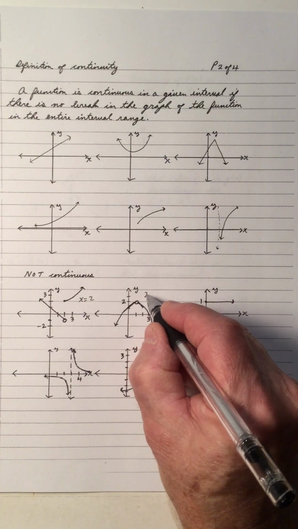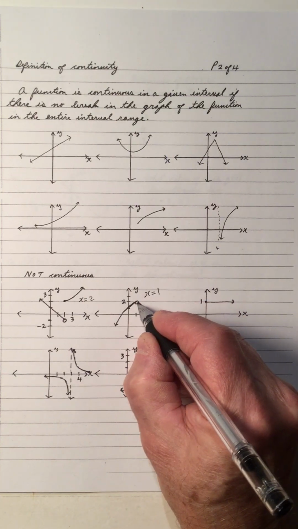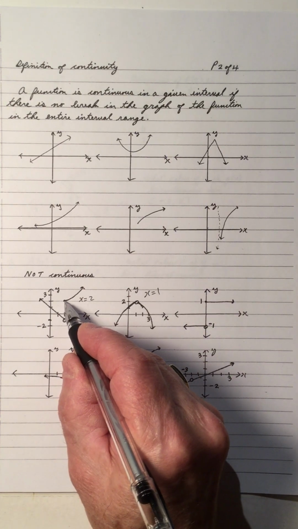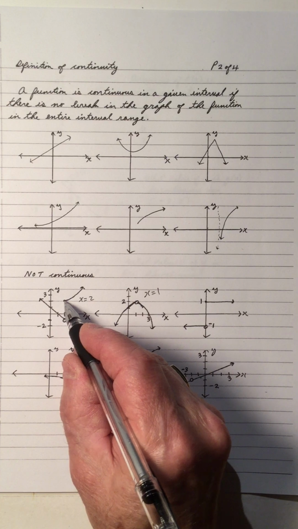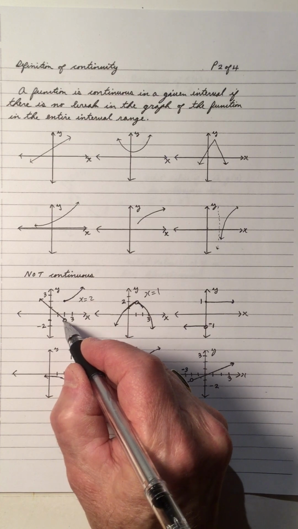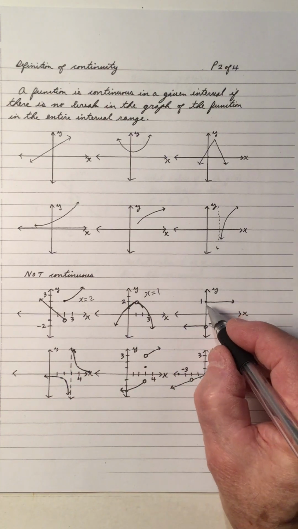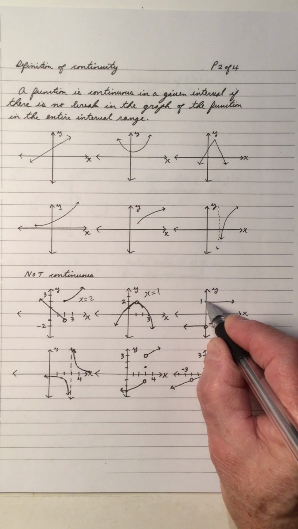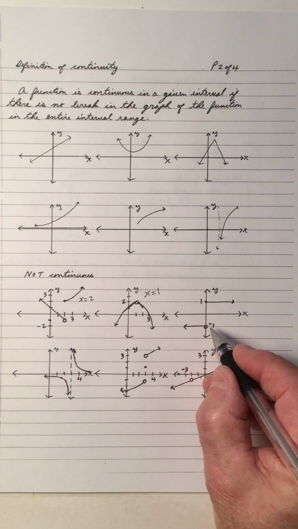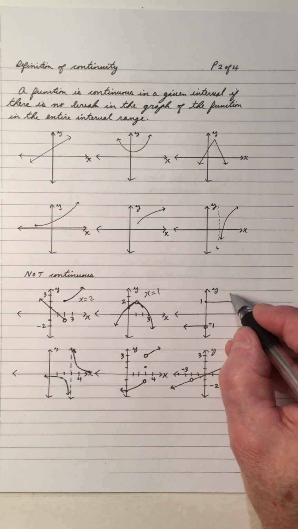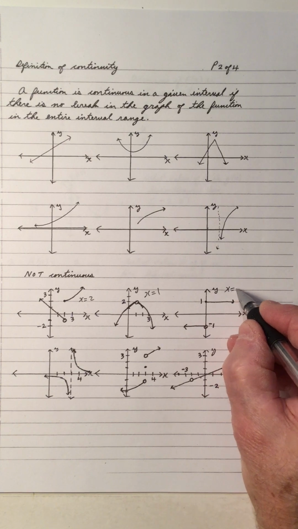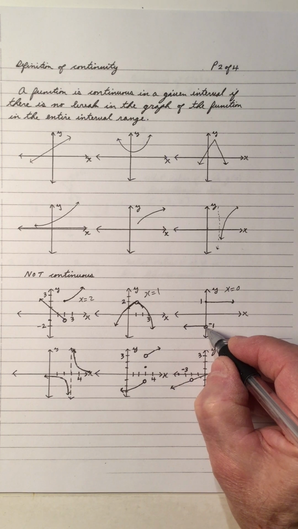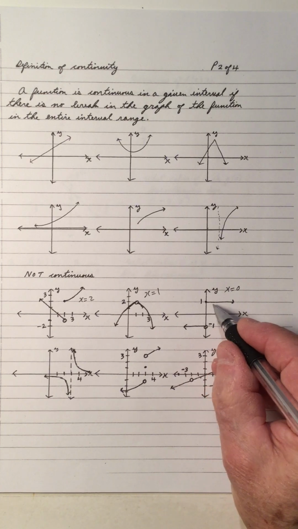Right here, this is not continuous at x equals 1. Right here, the hollow dot. This point is solid, so that point is included, and this is hollow, so this point is not included. And if you come in from the right, it goes to 1. As you come in from the left, it goes to negative 1. So this is not continuous at x equals 0, because 0 has a value of 1, and 0 here has a value of negative 1, the limit.